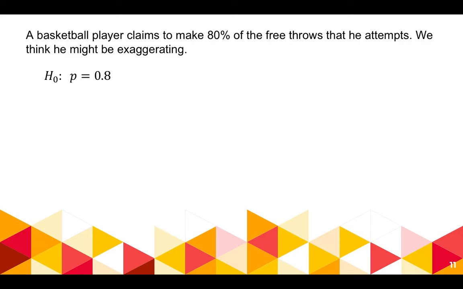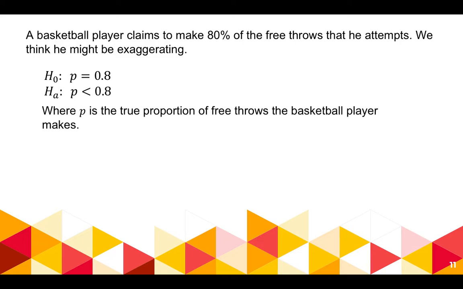Here's our null hypothesis, that p is 80%, that he's telling the truth. The alternative is that it's less than 80%. If we think he's exaggerating, then that means we think that the true proportion, the true percent of free throws that he attempts, is less than 80%. He's not telling the truth. So p is the true proportion of free throws that the basketball player makes. Always define the parameter when you're stating hypotheses.